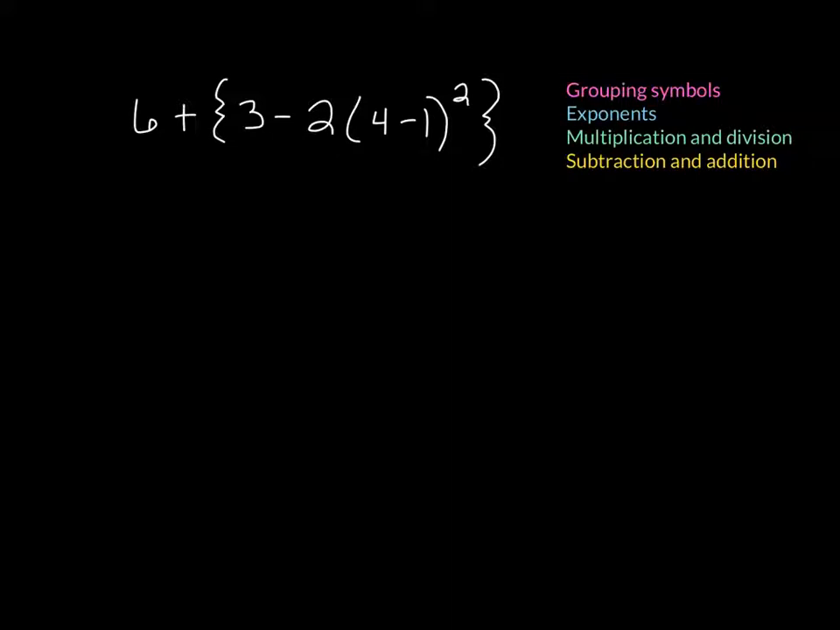Now we have a grouping symbol inside of a grouping symbol. So we'll do the one that's innermost, or the most inside, first. And 4 minus 1 would be 3. Then everything else we bring on down without changing it.